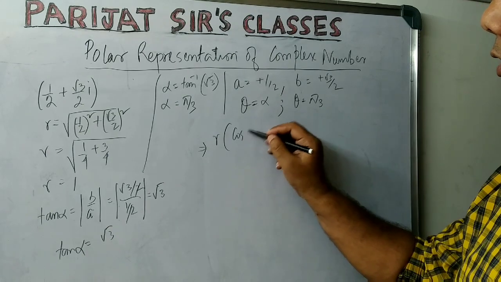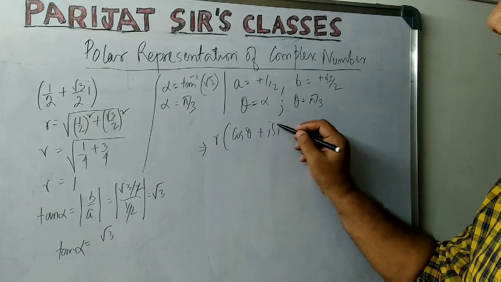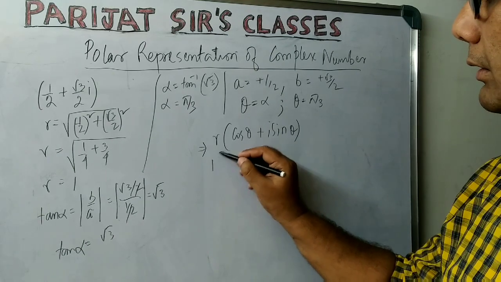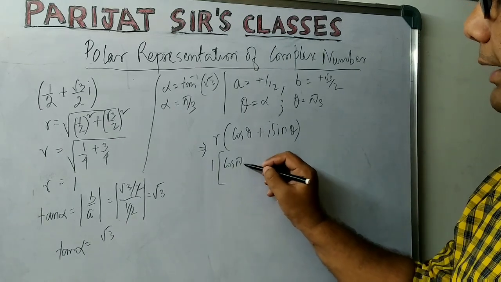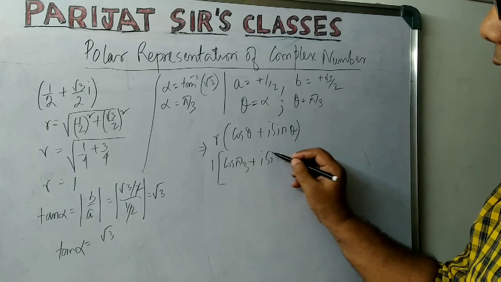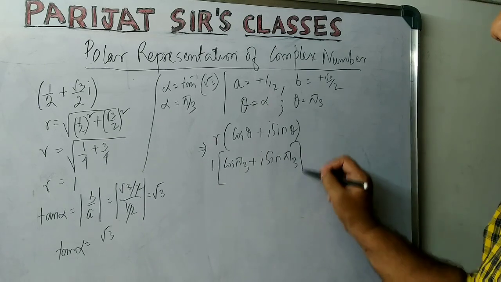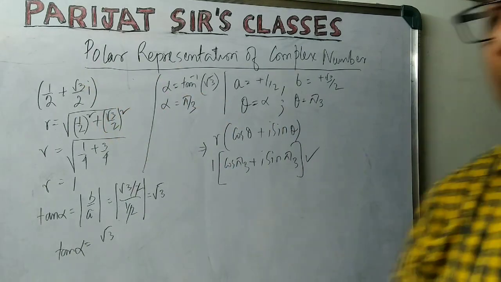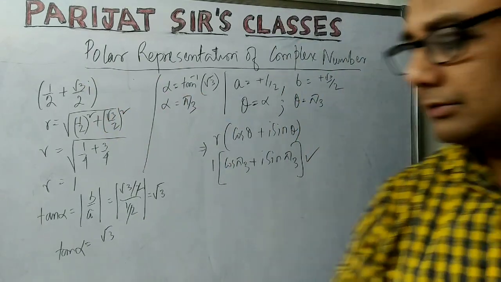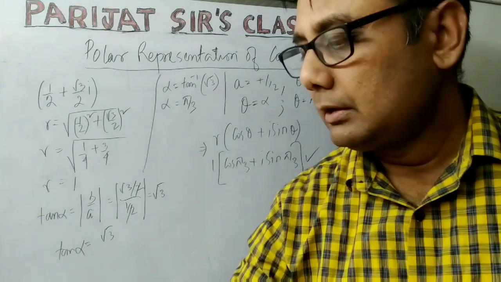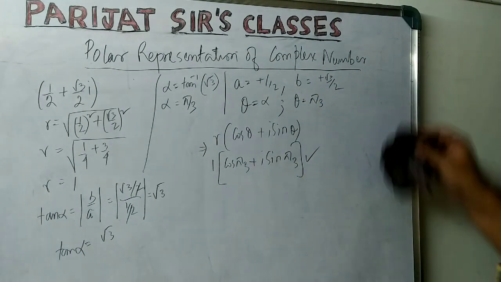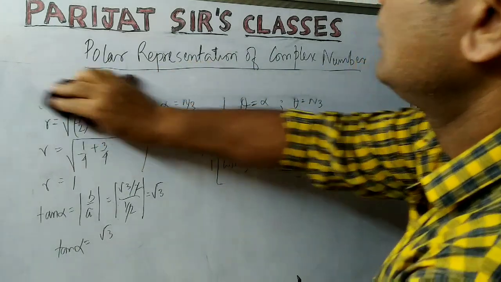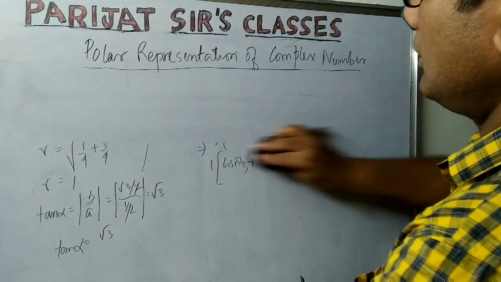R cos theta plus I sin theta. That means it becomes 1 cos pi by 3 plus I sin pi by 3. So this is the polar representation of this complex number. Okay. So let us take a few more examples in this, so you will be able to understand how we are doing it. Let us see a few more examples of the polar representation of the complex number.